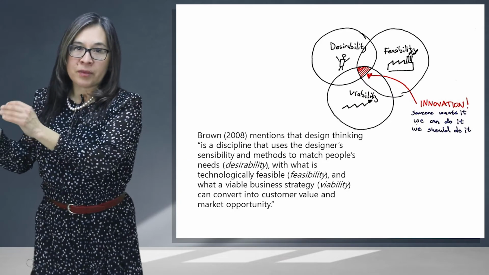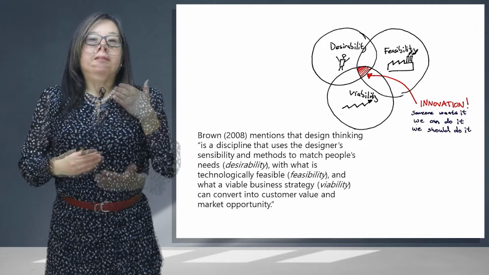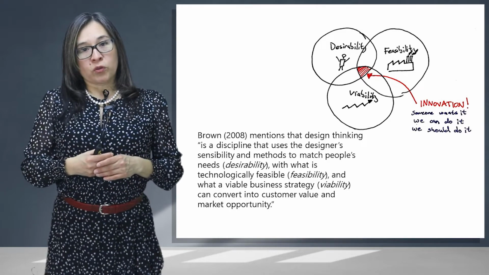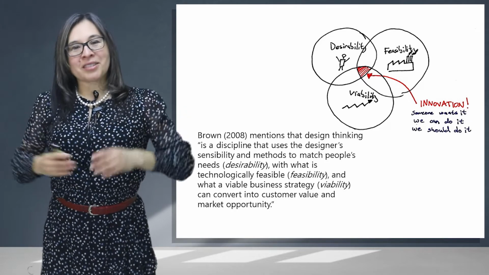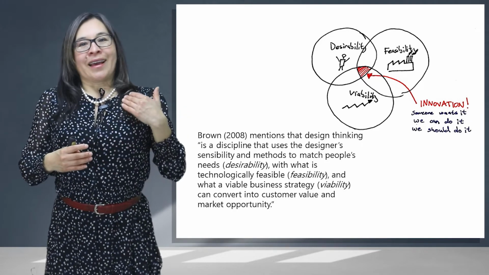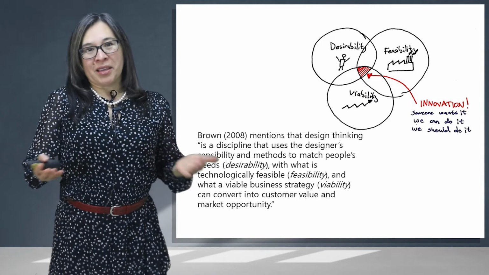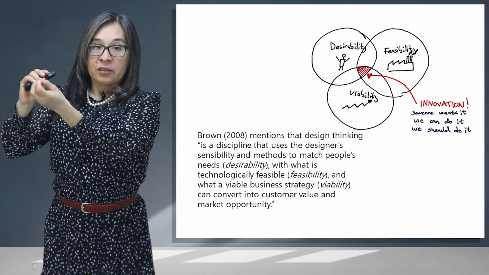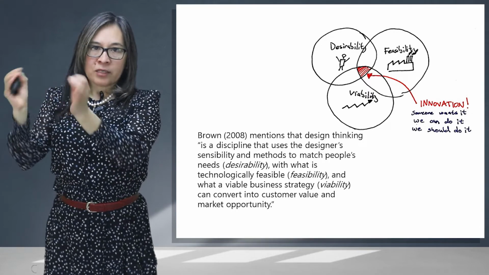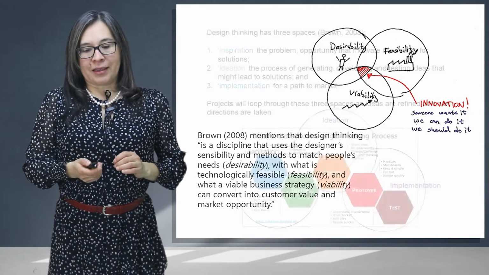And feasibility means that it's technically possible to produce a solution, because perhaps we can imagine a solution that requires, I don't know, teleportation, and that would be impossible to do now. So at the core of that intersection of the Venn diagram lies the solution of design thinking.